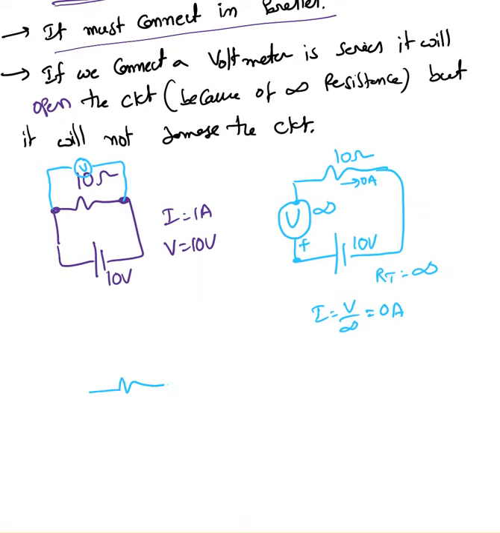In the same way, if you have something like this, 5 ohm and then 10 ohm, I'm going to connect the voltmeter like this and then 10 ohm.